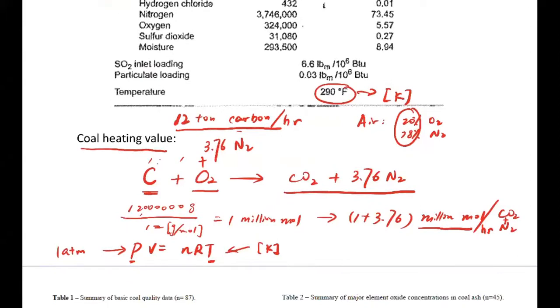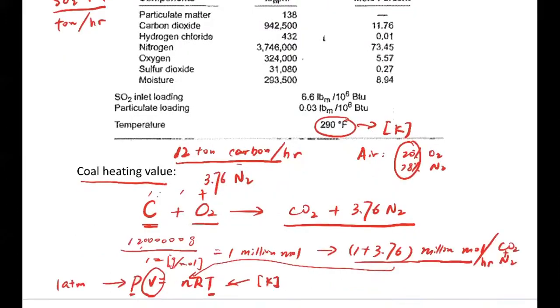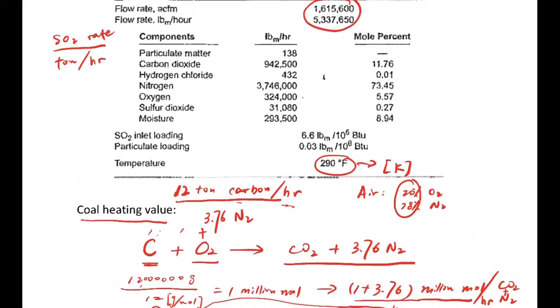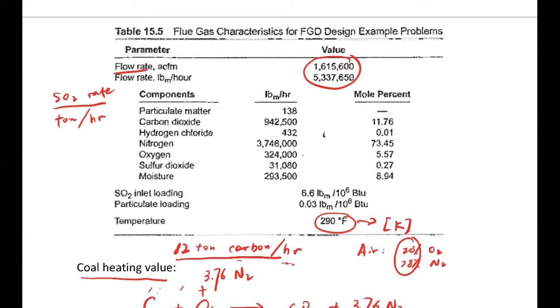So if we have the number of moles of the flue gas, we can just plug that in and calculate the volume of the flue gas. After we calculate that, it's going to be a certain amount of cubic meters per hour. We have been dealing with everything per hour here, okay? So from this process, we can calculate the flue gas flow rate.